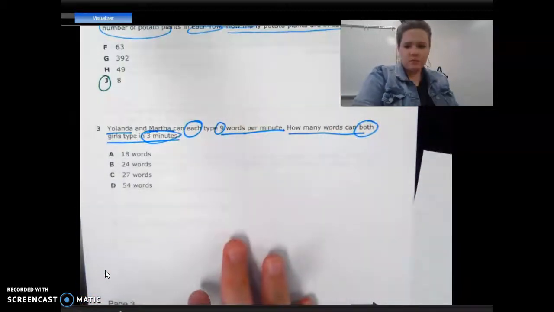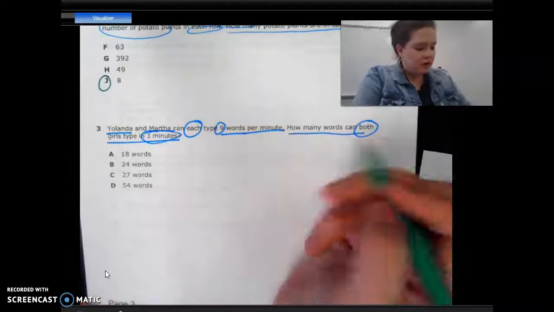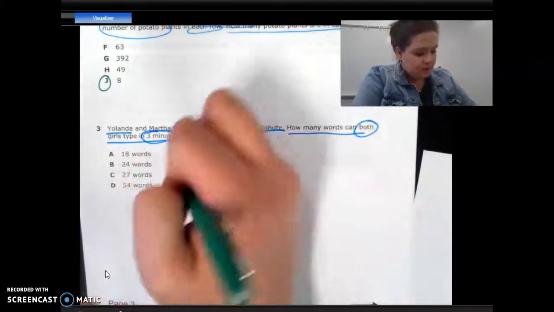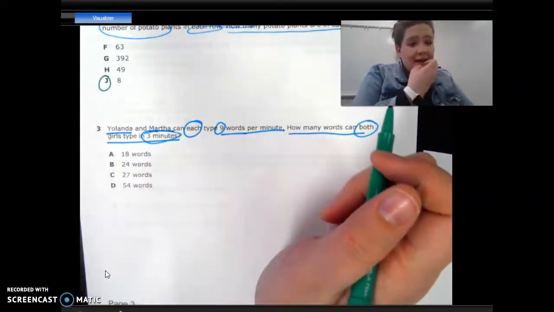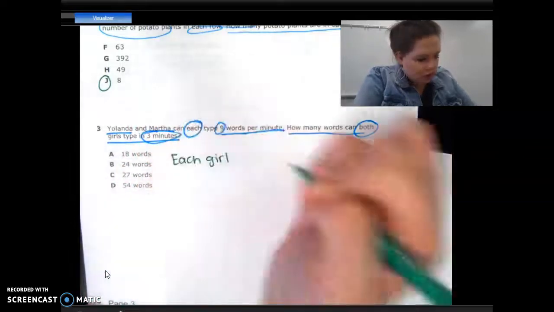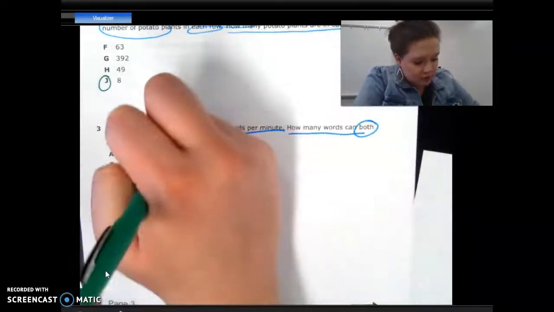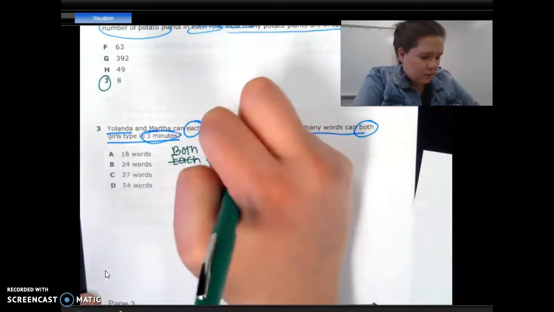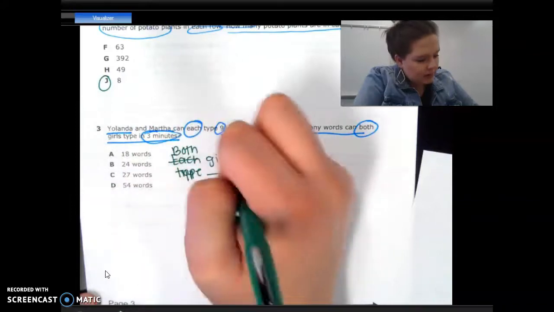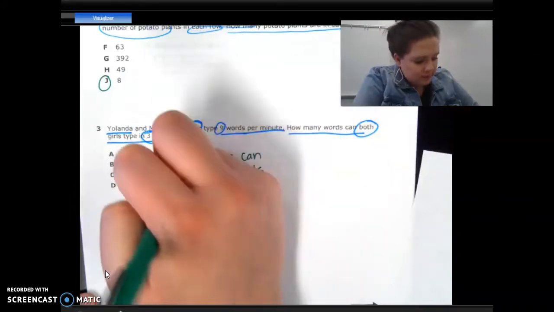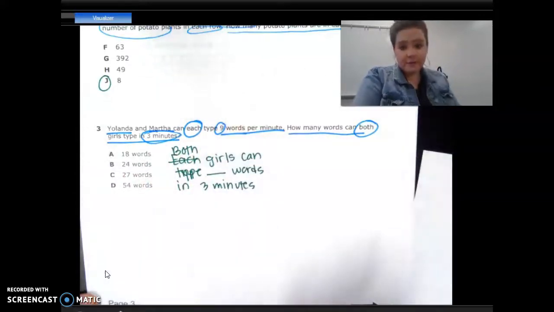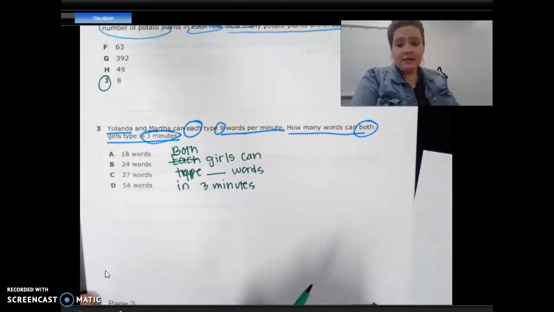Okay? I don't think I need another piece of paper. I have enough room here. So I'm going to write my question in a statement form. It should say both girls can type blank words in 3 minutes. All right? Now I need to do my strip diagram.